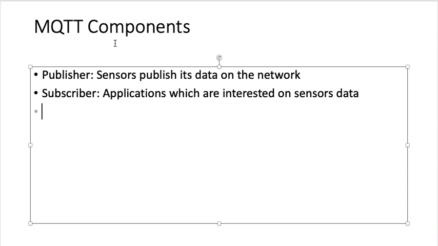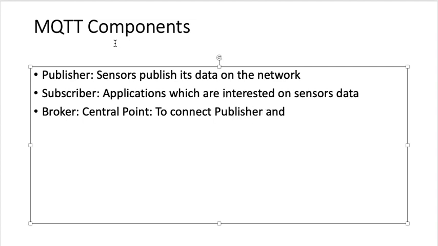And the most important component is the broker. So the broker is acting as a central point, and this broker is used to connect the two above components, that is publisher and subscriber. That means this broker does the connection between the publisher and subscriber. Whatever data is published by the publisher, by the sensor, will be transferred to the respective subscribers.